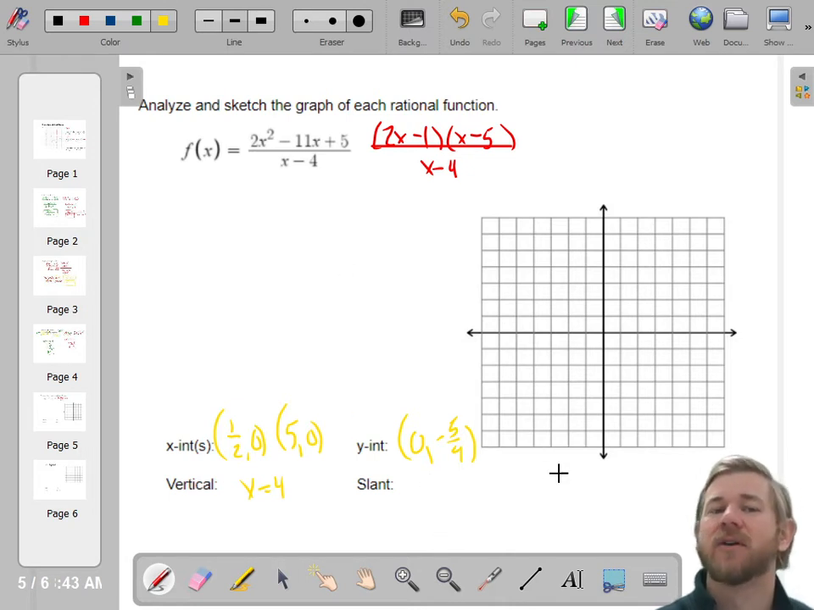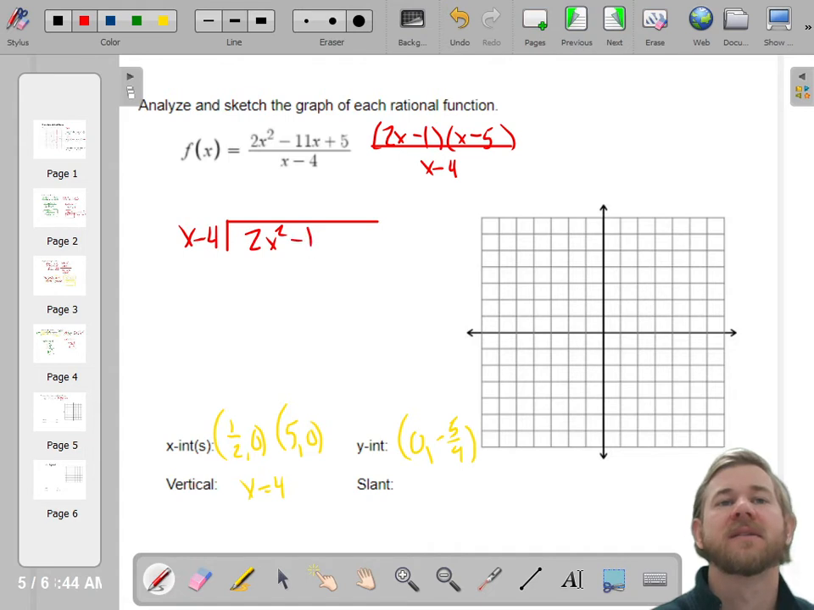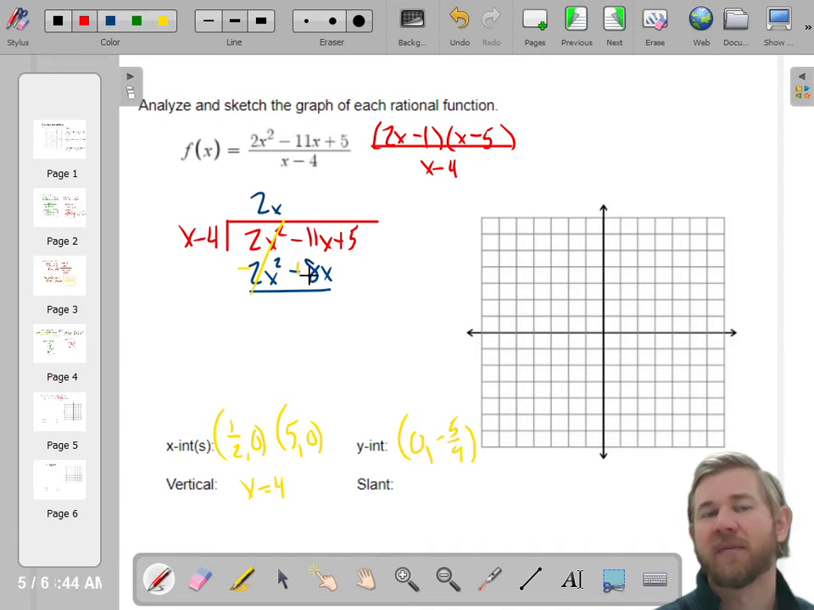And then slant asymptote. Well, the reason I know there's a slant asymptote is because the degree of the numerator is 2 and the degree of the denominator is 1. If it's a higher degree in the top, then that means you have a slant asymptote, which means you need to do long division. So I got to do some long division. x minus 4 into 2x squared minus x plus 5. So x times what gives you 2x squared? 2x. Distribute: 2x squared minus 8x. Then you flip both signs, minus plus, and you end up with negative 1 and positive 8 make 7x.